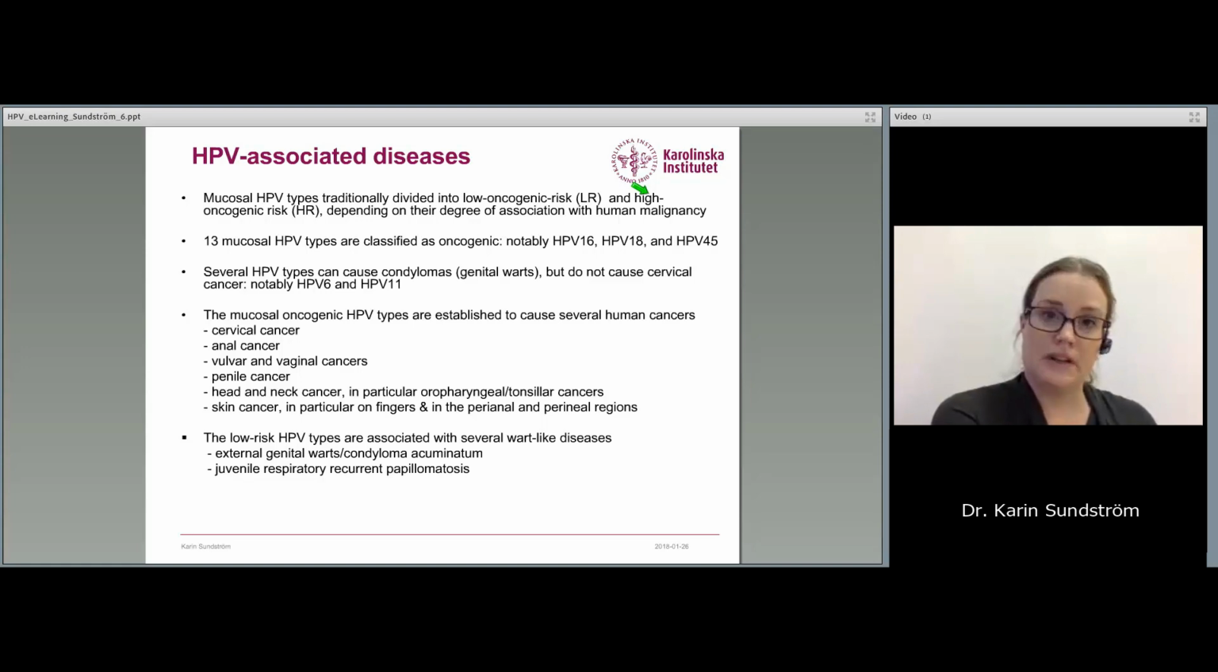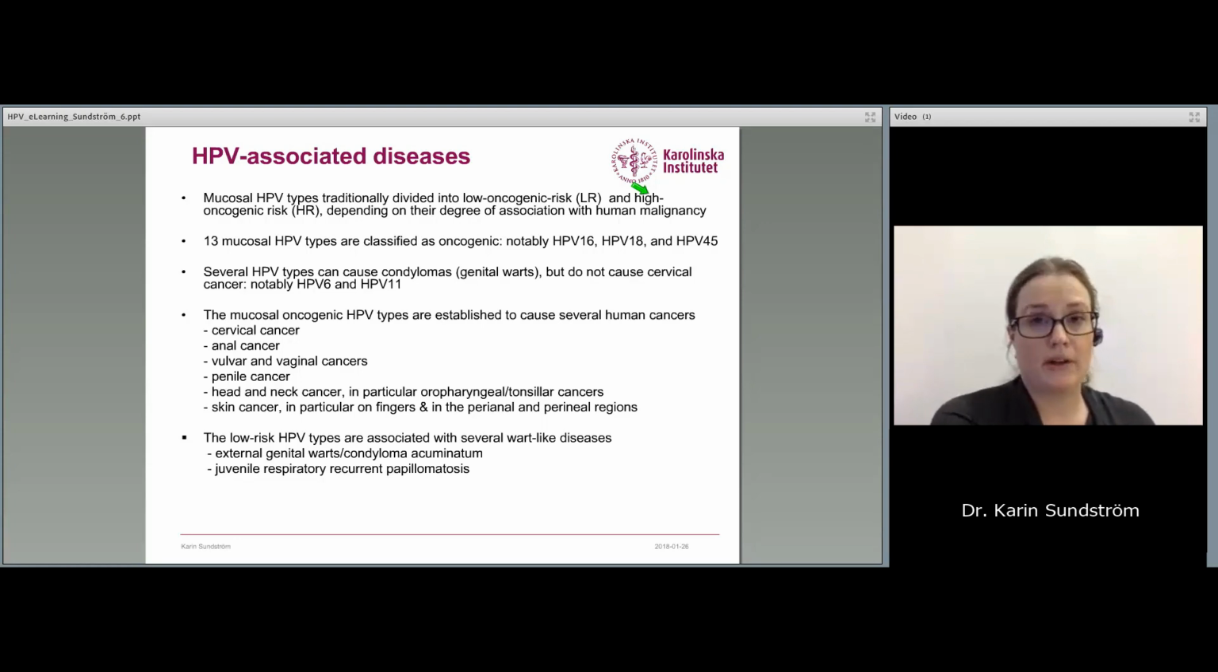Now, the high-risk types that I mentioned are established to cause several human cancers, and they are implicated in several others. But please note that we will here focus on the cancer forms that are major and where there is established evidence to the causality. We may see more cancers added to this list eventually, but right now we will focus on these. And I will be going through the list here: cervical cancer, anal cancers, other genital cancers, and also say something about some head and neck HPV-related cancers.